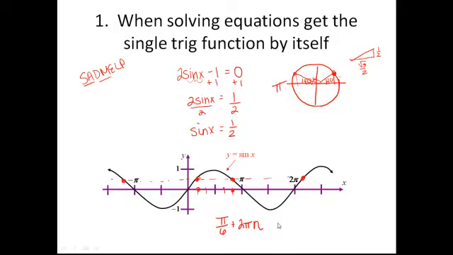Same for this. Not only is x equal to this pi 6 plus 2 pi n, but x is also equal to that 5 pi 6 plus 2 pi n. Okay, so these are all possible solutions.